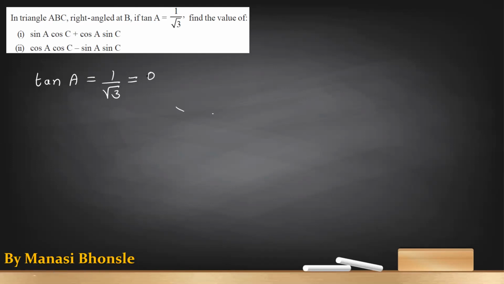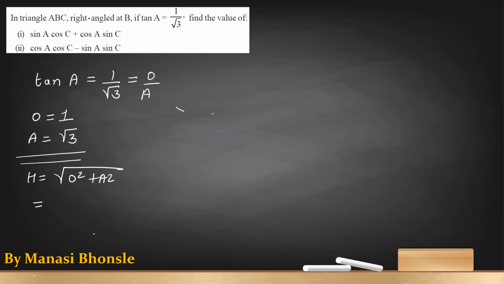Tan A is also equal to opposite upon adjacent. Opposite is equal to 1. Adjacent is equal to root 3. We can calculate hypotenuse. So H is equal to square root of O square plus A square, which is going to be 1 square plus root 3 whole square is going to be 3. So that's going to be root 4. So therefore H is equal to 2.